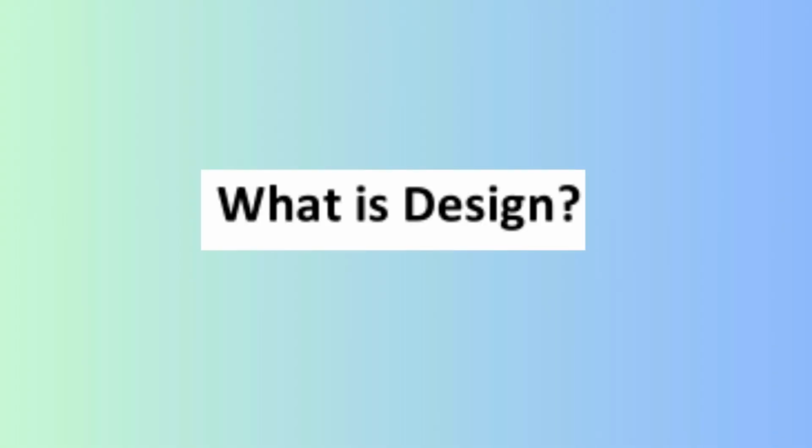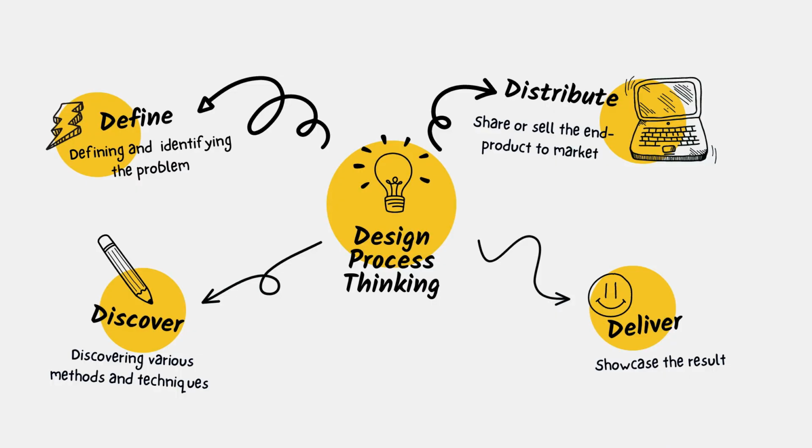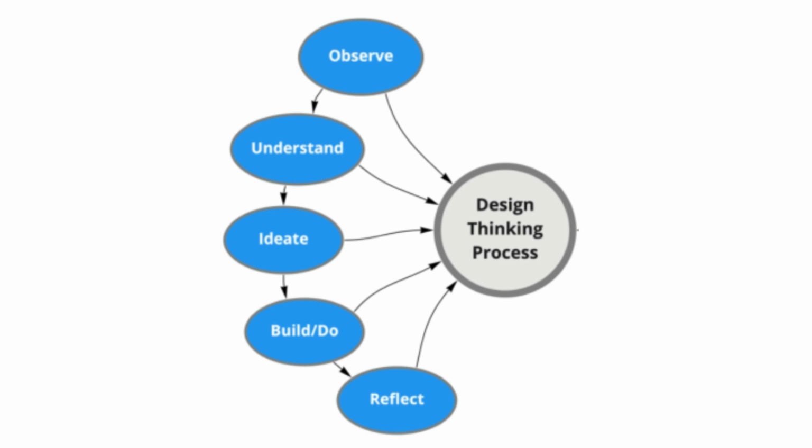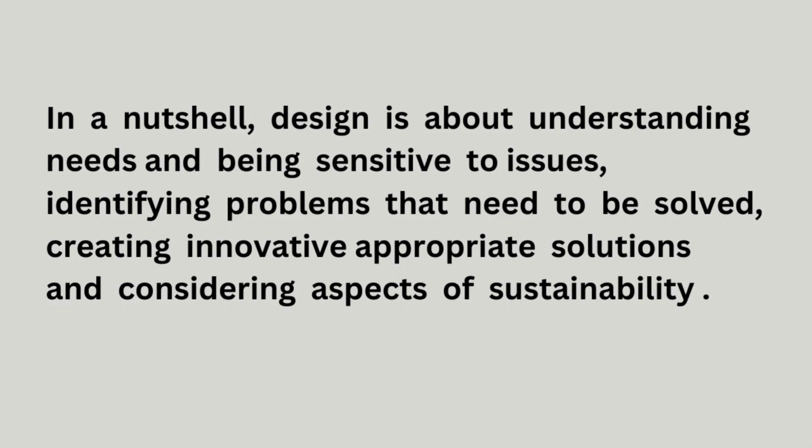What is design? What do you mean by design? Design is a solution to a problem. Essentials of design are purity, precision, details. Design is thinking made visual. Design is a plan for arranging elements in such a way. Design is not just what it looks like and feels like. Design is how it works. These are the different definitions given by popular designers and personalities. In a nutshell, design is all about understanding needs and being sensitive to issues, identifying problems that need to be solved, creating innovative, appropriate solutions, and considering aspects of sustainability.